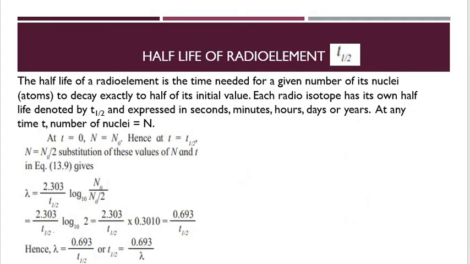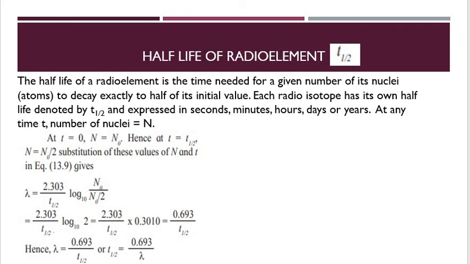Now, half-life of a radio element. The half-life of a radio element is the time needed for a given number of its nuclei to decay to exactly half of its initial value. For example, if there is one radioactive element with a half-life period of 2 hours and its initial quantity is 5 gram, then after 2 hours it will remain 2.5 gram, and 2.5 gram will have disintegrated.